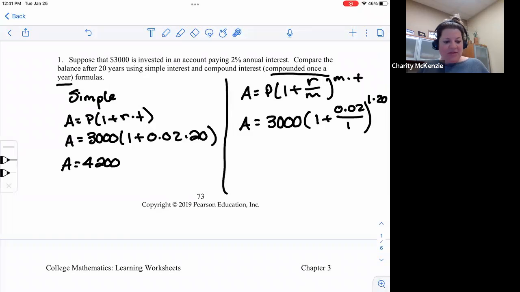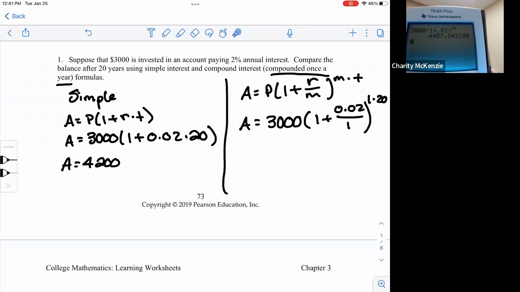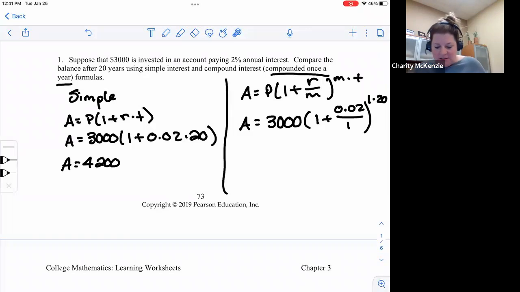So I'm going to put in 3,000 and then a parenthesis, 1 plus 0.02 divided by 1, which isn't that big of a deal, divided by, in parenthesis, the 20 times whatever. It's just a 1, so it's a little bit easier. And it's going to be backward, but there we go. You get the idea. The graphing calculator. So our final answer here, $4,457.84 if I round.